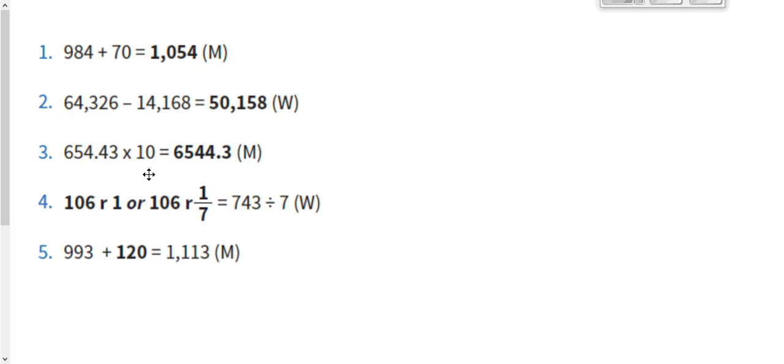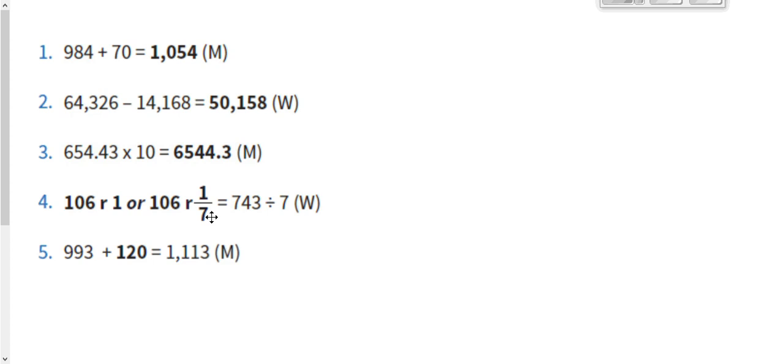Question 3, mental, similar to the last video we did. When we times by 10, we just do one jump to the right, so that decimal point jumps to the right, put in that 4 in the ones column, 6,544.3.